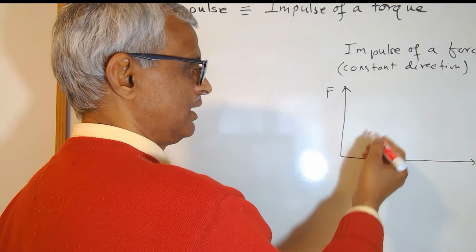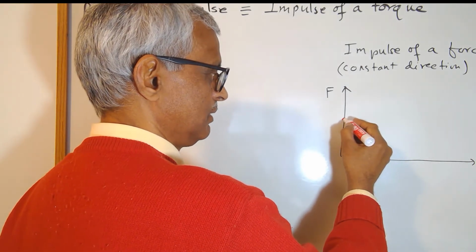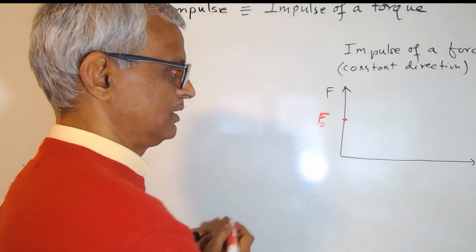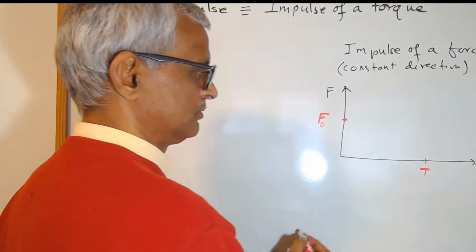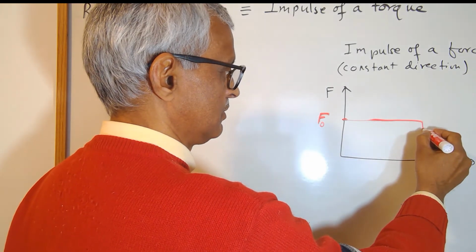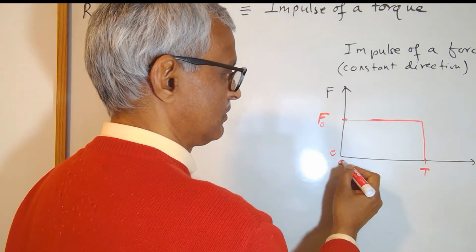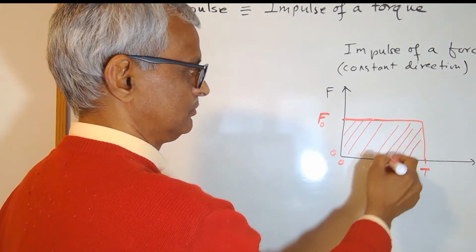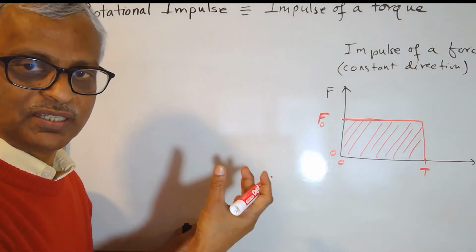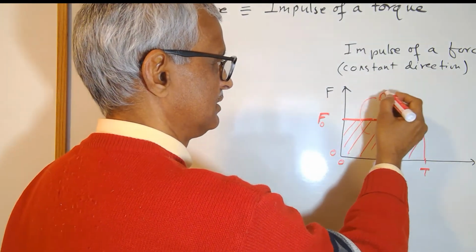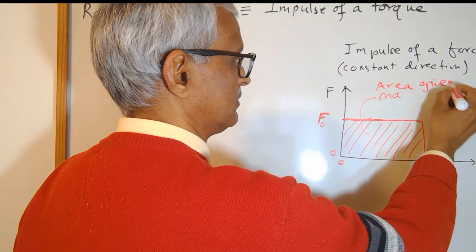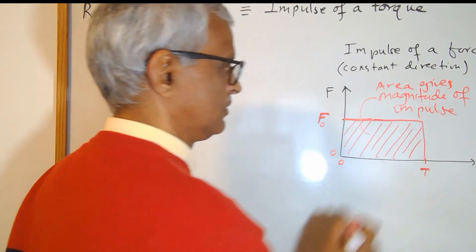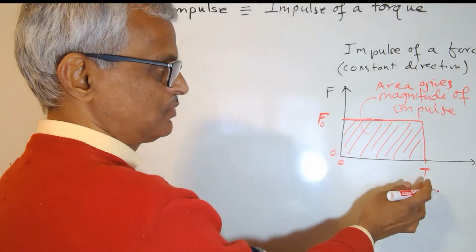So if you're applying a force for a certain time, say this was some f0, let's call it, and you apply it for some time t, and this was constant, and then it was 0 after that, then this area gives us the magnitude of the impulse. Of course, here it is just f0 times t.